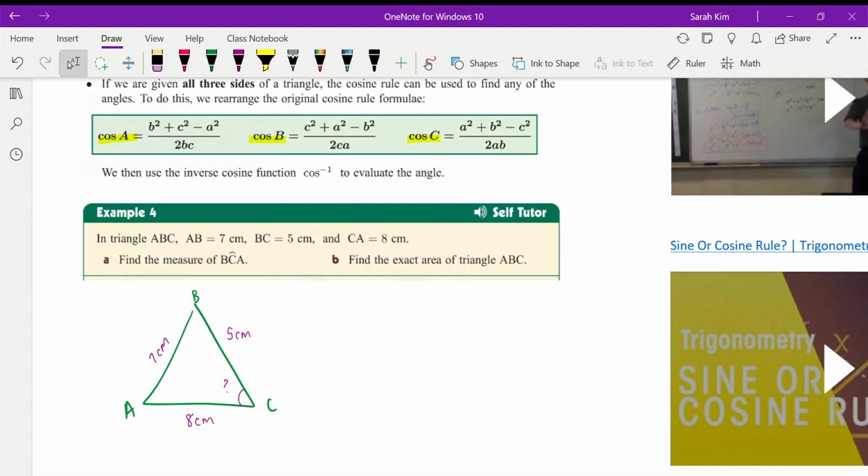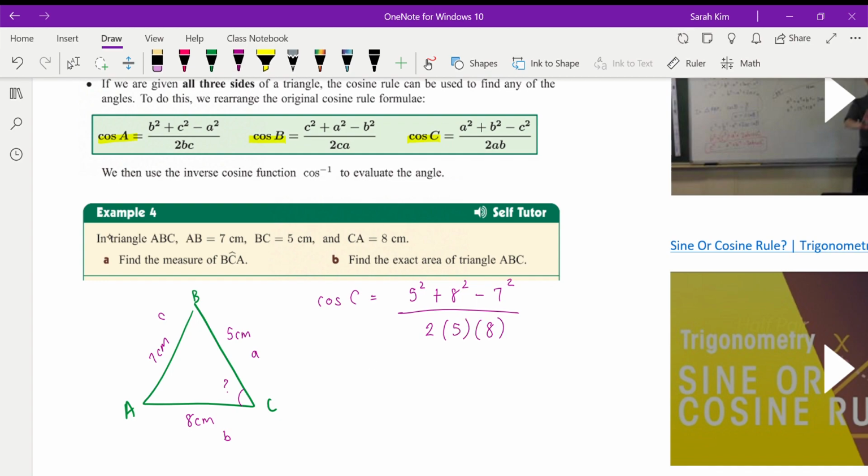So I'm going to copy this equation down. So cos of C equals A squared plus B squared minus C squared, over 2AB. This one's A, this one's B, this one's C. A squared is 5 squared plus 8 squared, take 7 squared. Make sure you have the A, B, C labeled properly, or you'll obviously get that one wrong. 2 times A times B, 2 times 5 times 8.